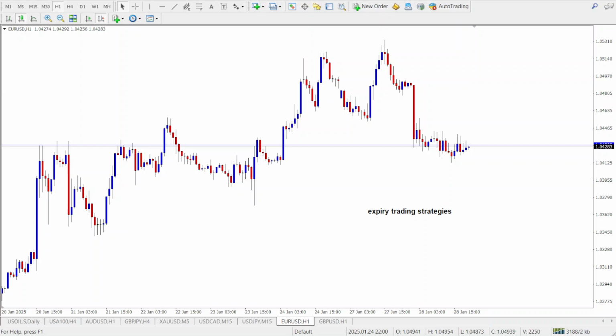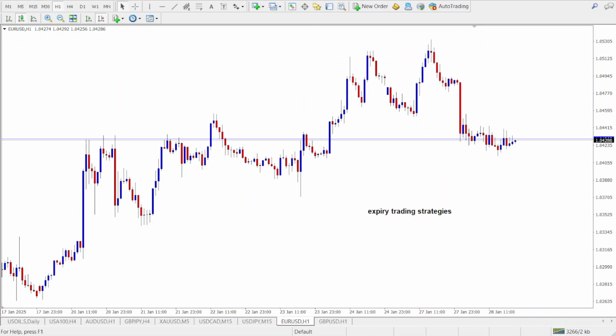Understanding this timing aspect is crucial because the closer we get to expiry, the more sensitive the price action can become. This is where precision comes in. By understanding how price tends to behave near expiry times, you can craft strategies to make more informed trading decisions.